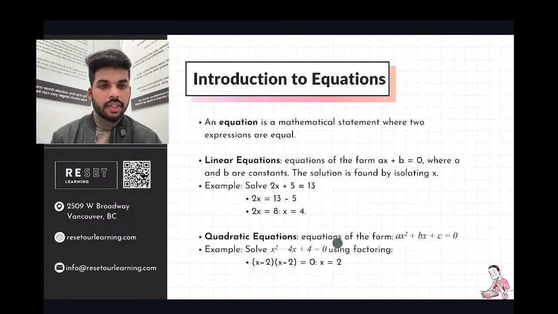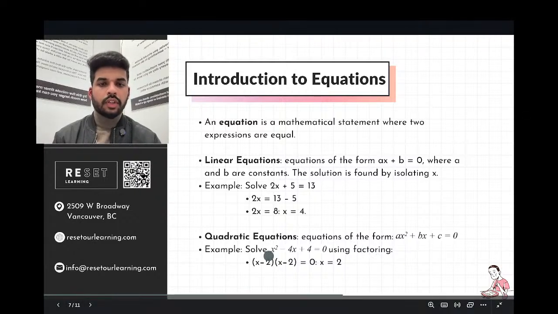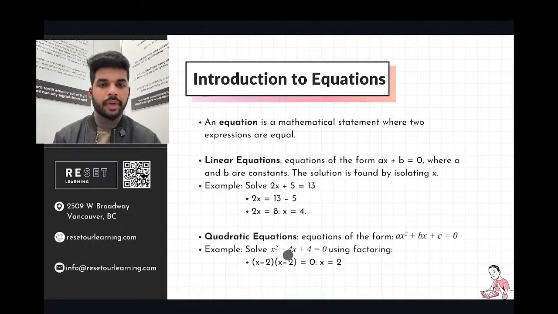Okay, and then quadratic equations. Same way, we have an x squared term. Linear ones are much simpler, but quadratics are slightly different. We have multiple ways of solving quadratic equations. One of them is factoring. For example, we have x squared minus 4x plus 4 equals 0.